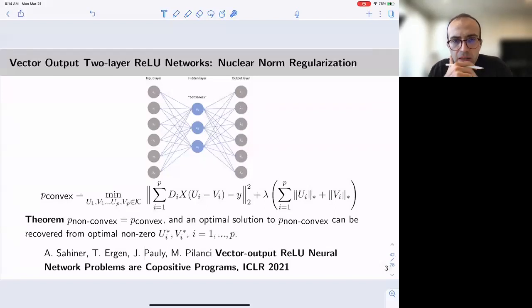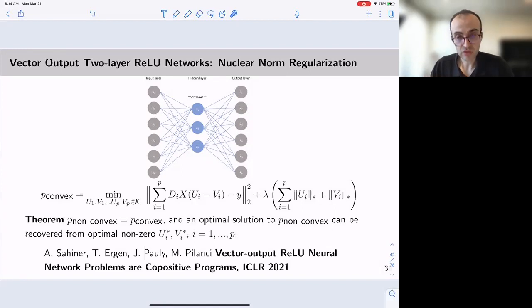I totally agree. Another question from the chat is, if P convex and P non-convex yield the same optimal value, do they have the same dual programs? Oh, okay, very good question. So the question is, if you take the non-convex problem, take the dual, there will be a duality gap, right? Is it the same as the dual of this convex problem? Actually, the answer is no. If you take the dual of the convex problem, you get something very trivial. And there's really a large duality gap.